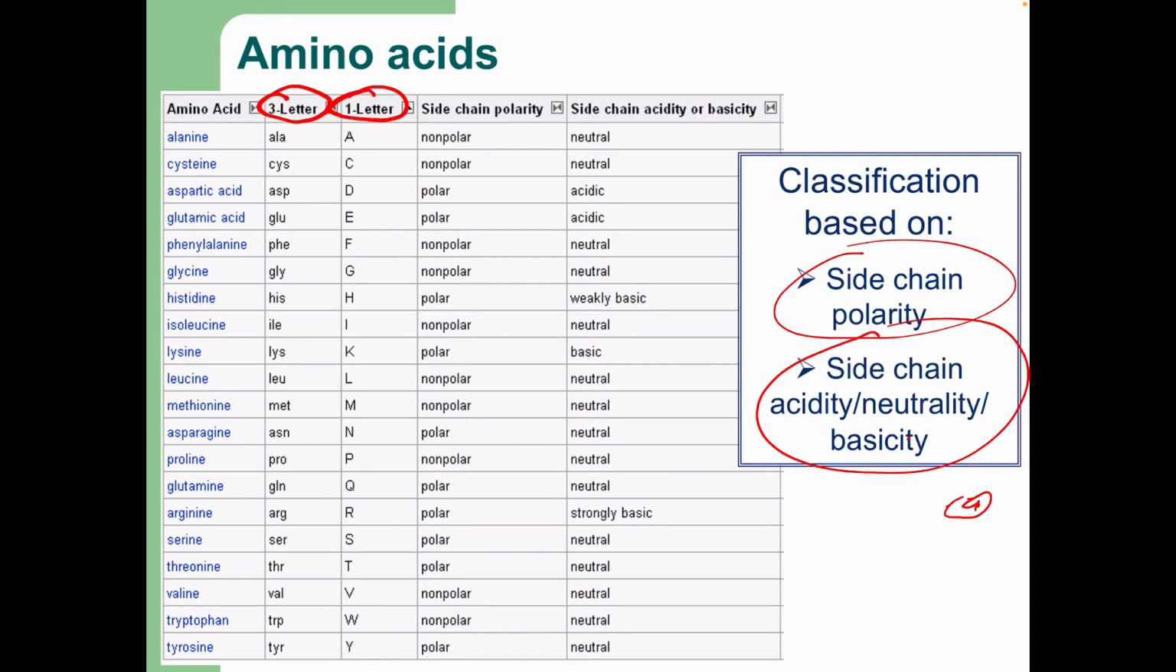So here we can see we have a full list of our amino acids. Then, as I said, we have classification based on side chain polarity and side chain acidity, neutrality, or basicity. So here we can see the charge, whether it's acidic or basic and/or neutral. So we can see here we can have nonpolar or polar, acidic, neutral, weakly basic, neutral, and acidic. And we'll classify these. We'll go into more detail about this classification later.